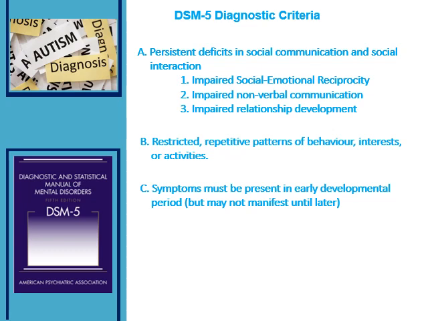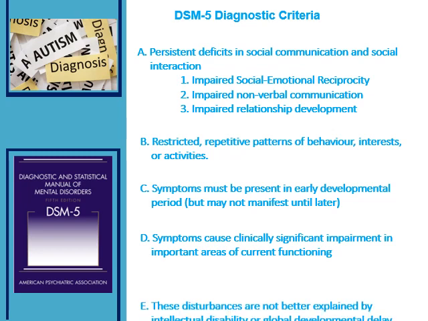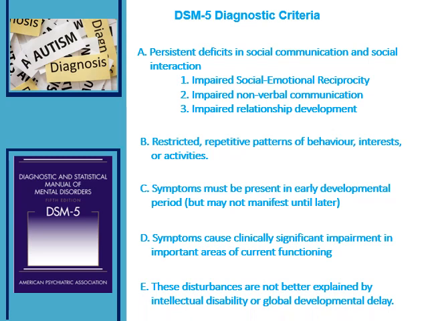Criterion D, that these symptoms must cause clinically significant impairment in important areas of current functioning. That is, it must show that it is impacting upon your everyday life. And criteria E is that these disturbances, these symptoms that are identified, are not better explained by having an intellectual disability or a global developmental delay. What we're going to do through this presentation is explore these 5 criteria in some detail, and with particular reference to the kind of behaviors that they're referring to.